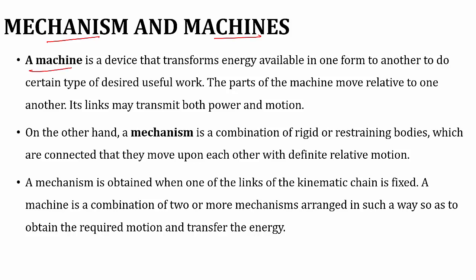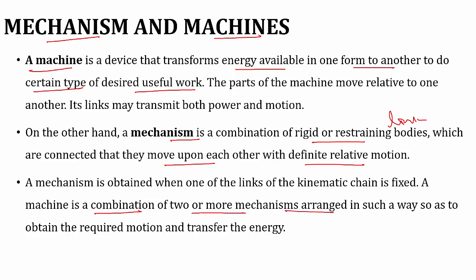So first, a machine is a device that transforms energy available in one form into another form. So the machine transforms energy from one form to another form to transmit some useful work. On the other hand, the mechanism is a combination of rigid or restrained bodies or links. It's a combination of various links to produce some relative motion. So now the machine is a combination of various mechanisms. Okay, so the machine is a combination of 2 or more mechanisms arranged in such a way as to obtain a required motion.